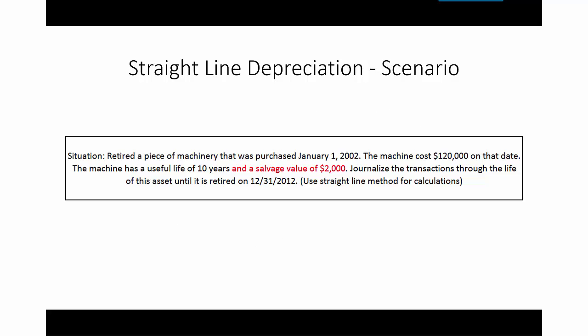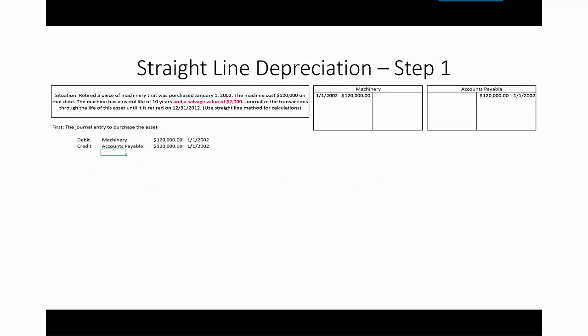In this scenario, the other thing that I've done is I've used basically the same numbers from the first scenario with some slight changes. And in this one, I've highlighted the fact that I'm going to have a salvage value of $2,000. All the rest of the scenario is exactly the same as the scenario 1 video that I did. So to start out with, when I actually acquire this asset, the journal entry is the same as before. When I acquire it, I will be debiting machinery and crediting accounts payable.